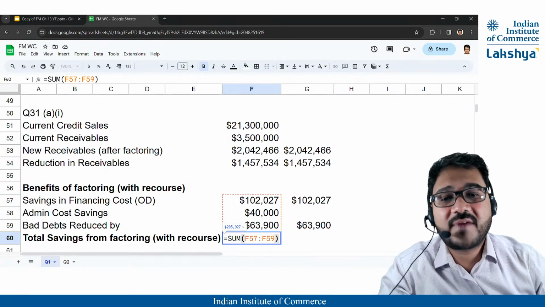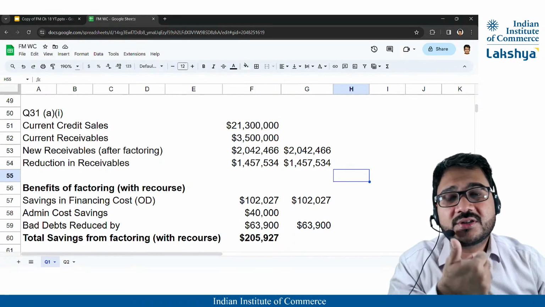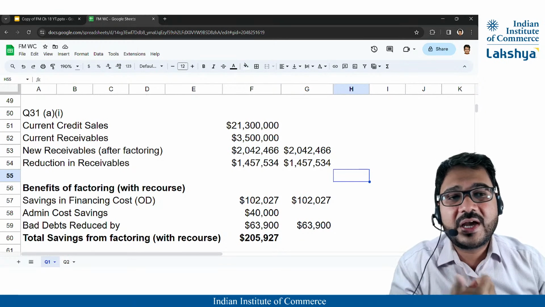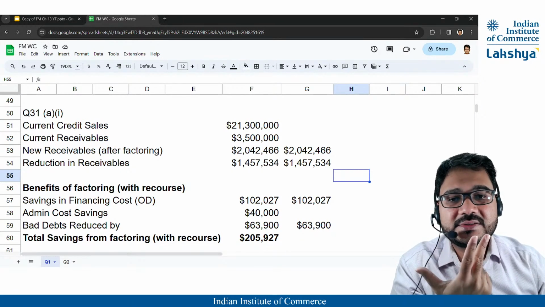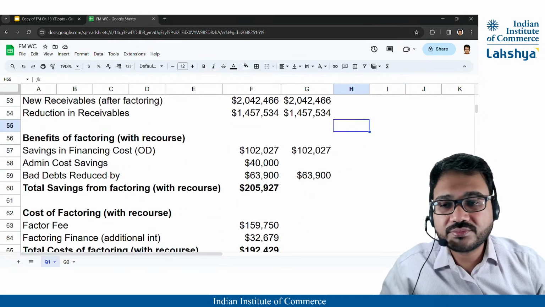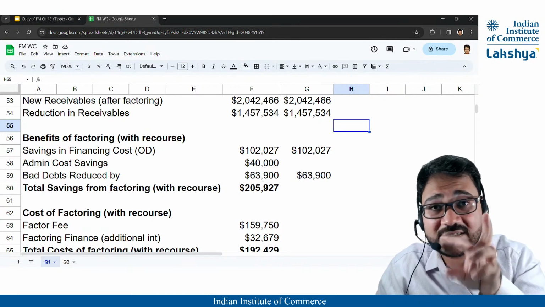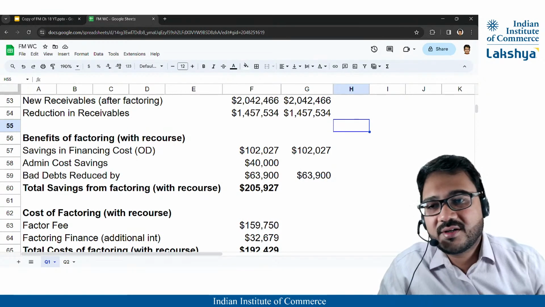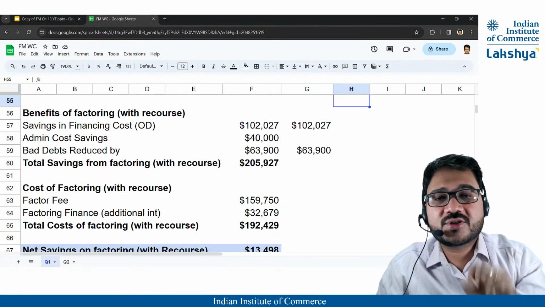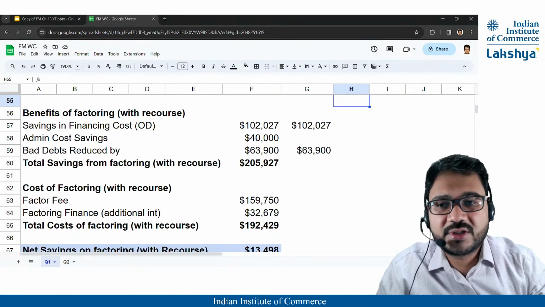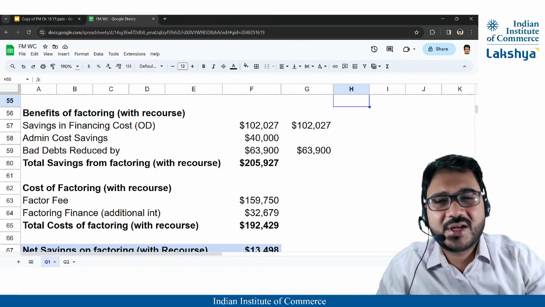So if I do factoring, I will save on my funding costs in ODs. I will save admin costs, and I will save on bad debts, right? Remember, not 0.6%. It is the savings, right? From 0.9, it drops to 0.6. So how much have I saved? 0.3 only. That's one common mistake students would make in a hurry.